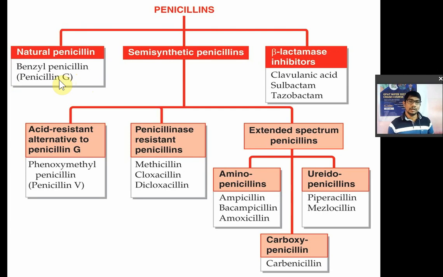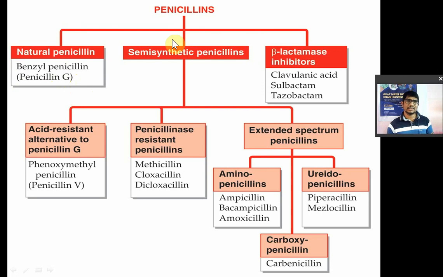Penicillin G is the drug of choice in a lot of conditions. For example, it is the drug of choice in syphilis. It is the drug of choice in neurosyphilis. So benzyl penicillin is the drug of choice in neurosyphilis and various other conditions. Benzyl penicillin is known as penicillin G.